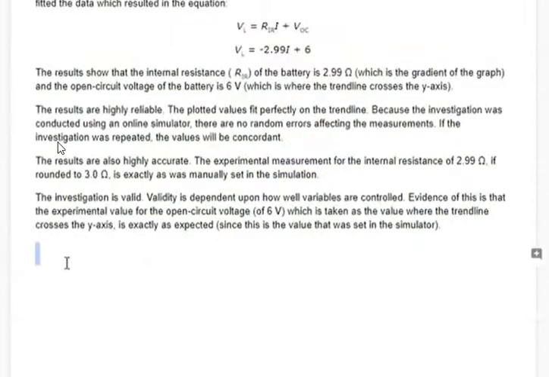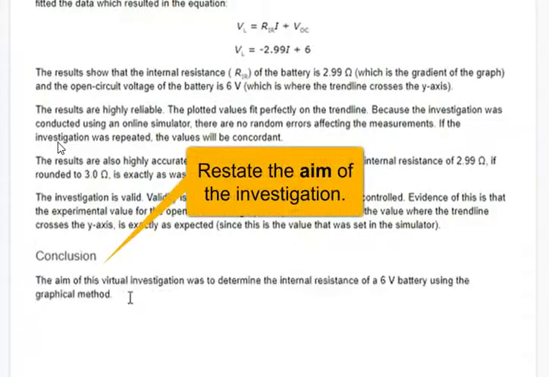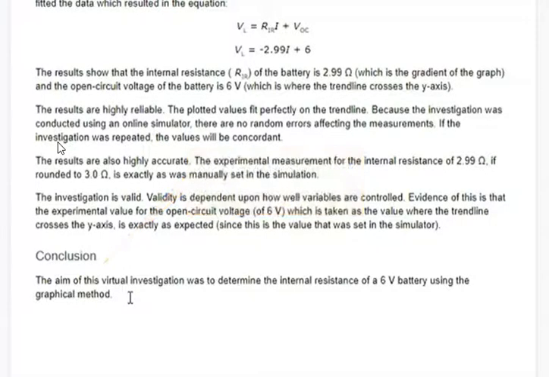So now I'll just finish with a conclusion. I'm just going to refer back to what the aim of the investigation was. The aim of this virtual investigation was to determine the internal resistance of a 6-volt battery using the graphical method. And then I'm going to briefly say what my results were, and that's pretty much it.